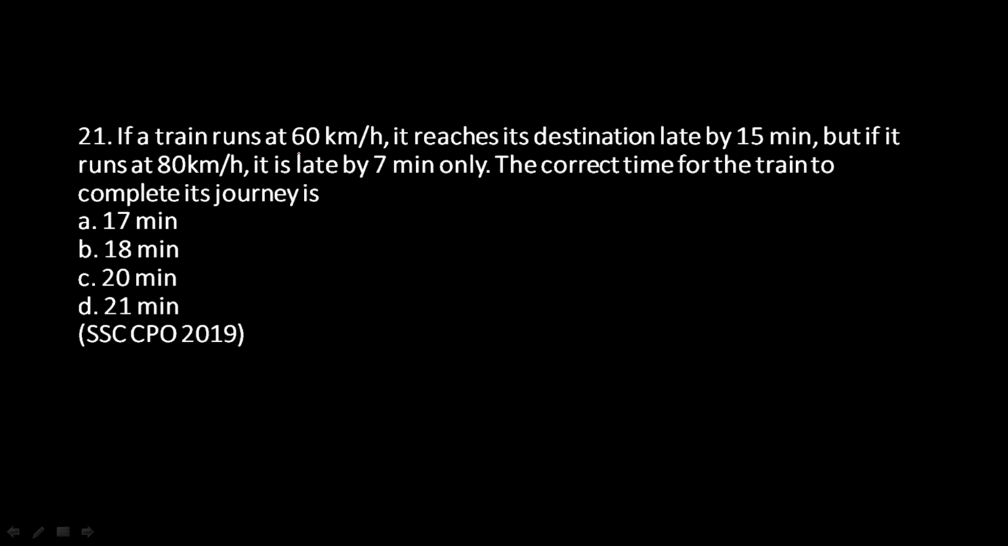If a train runs at 60 km per hour, it reaches its destination late by 15 minutes. But if it runs at 80 km per hour, it is late by 7 minutes only. The correct time for the train to complete its journey? So I'll solve it. What we have discussed, that in this kind of questions, distance is equal to S1 into S2 into difference of time divided by difference of speed, right?